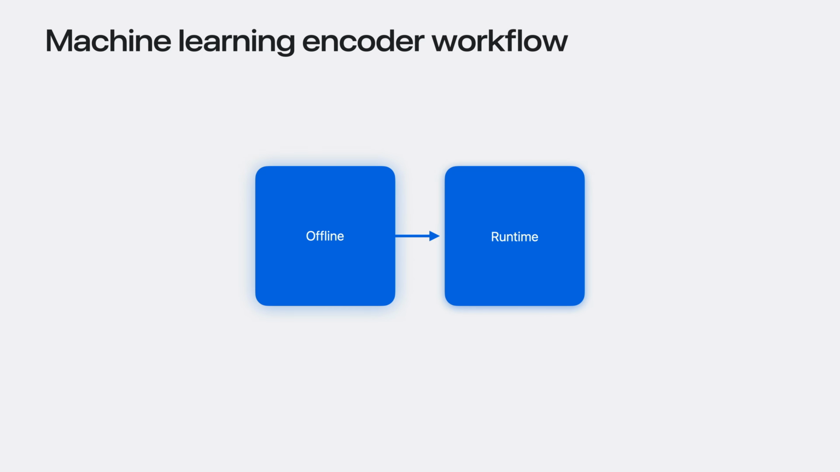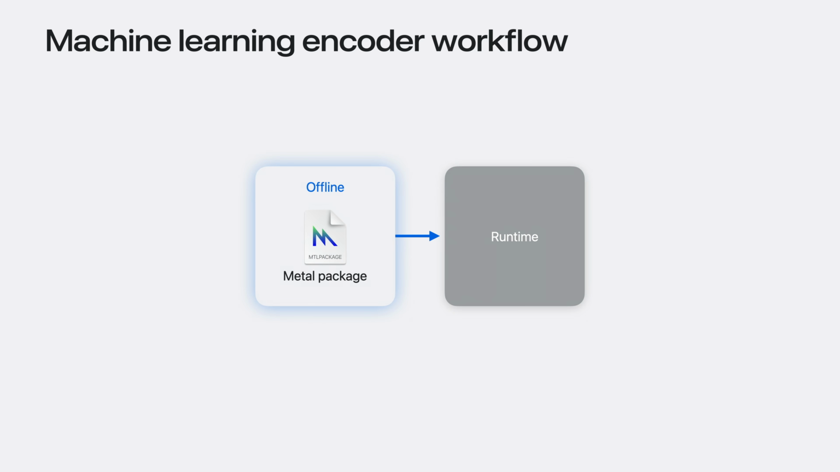The ML encoder creation workflow can be separated into 2 parts, offline and runtime. The offline portion of the workflow takes place prior to application launch, and the runtime portion will happen during the application lifetime, such as in the middle of a frame. Let's start with the offline portion of the workflow, creating a Metal package. A Metal package is a container for one or more functions that each represent an ML network that you can use in Metal to execute machine learning work.